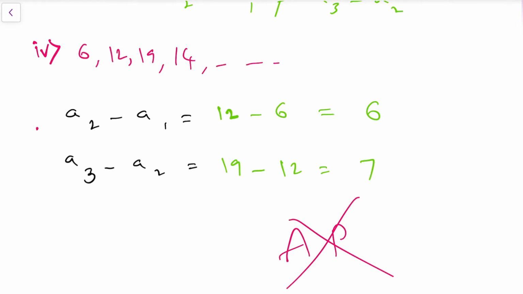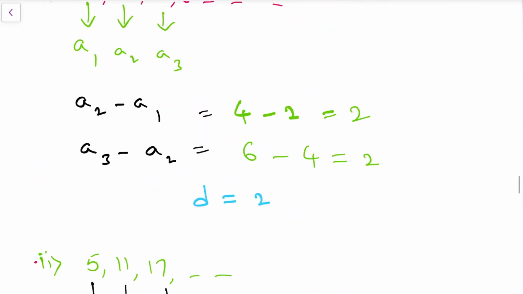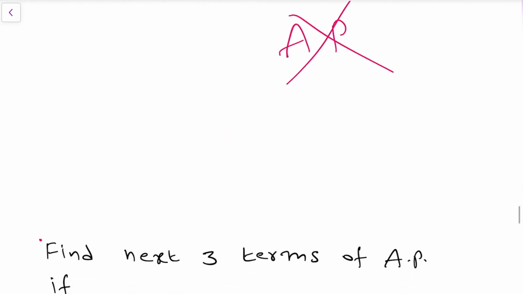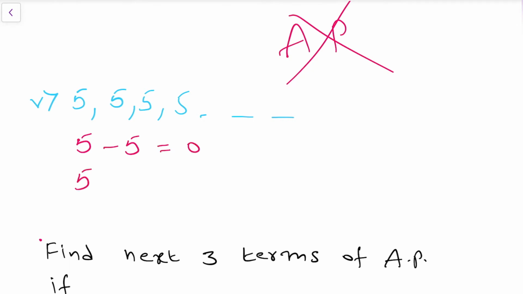Next, question number 5. 5, 5, 5, 5 and so on. Here the second term is 5 minus the first term is also 5. 5 minus 5, 0. The third term is 5 minus the second term, also 0. So here the common difference is the same, so we can conclude that this is in AP.